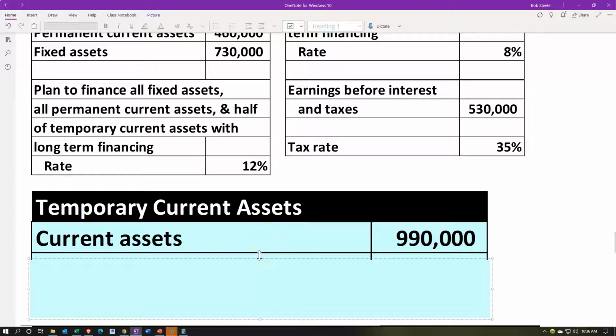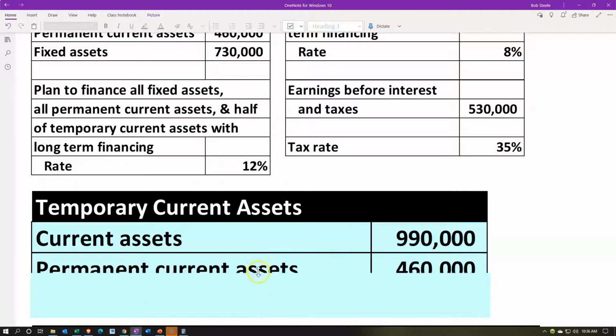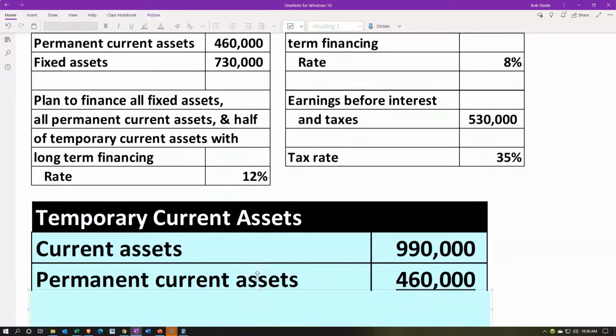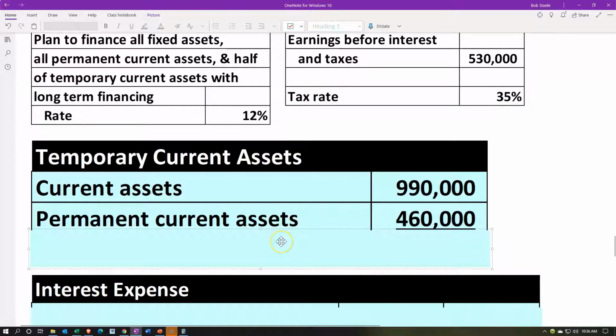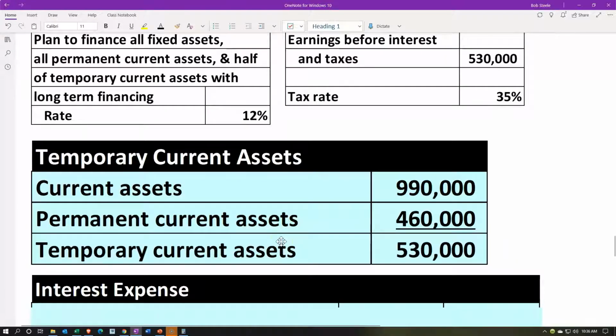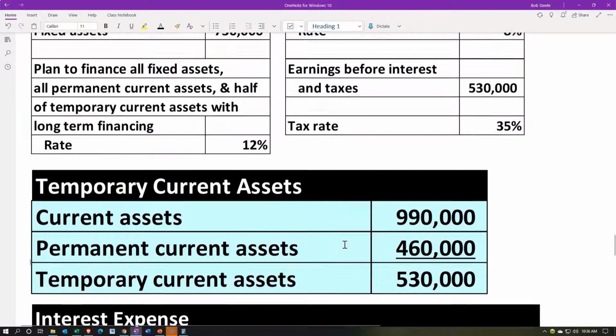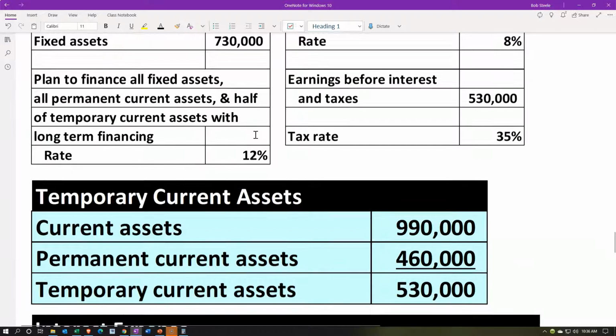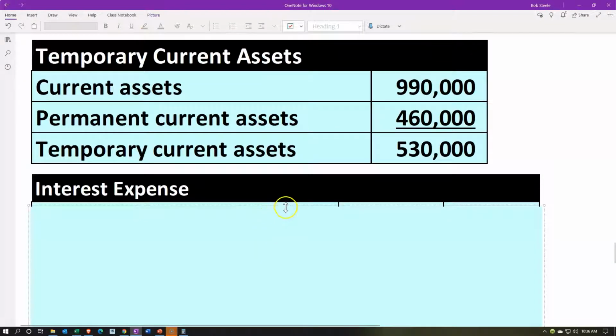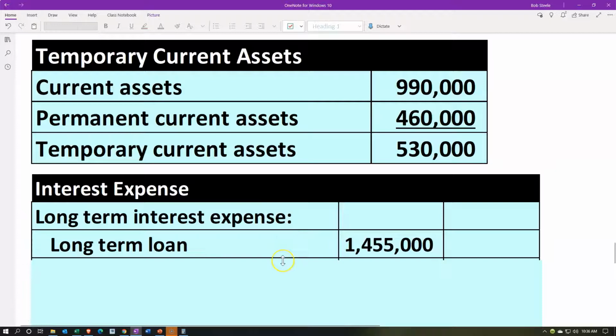So we have the current assets are going to be then the 990,000. The permanent current assets, so we have the total current assets minus the permanent current assets, once again gives us that temporary current assets, and we need that term in order to know what our loan amount's going to be broken out between the short-term and long-term financing. Then we're going to be calculating the interest.